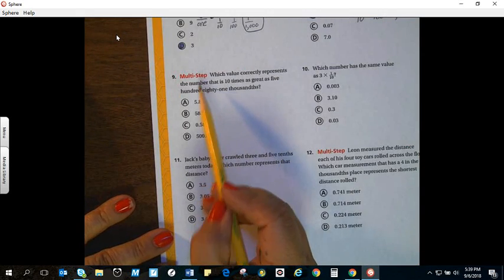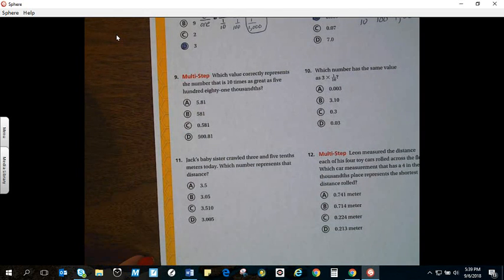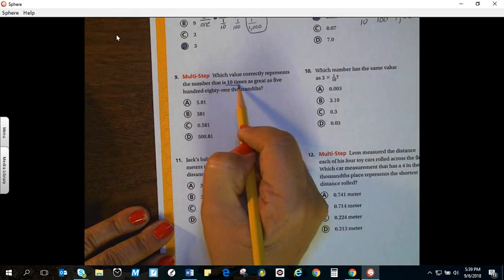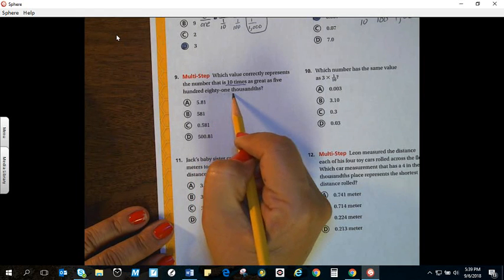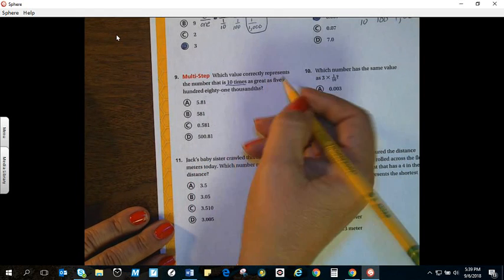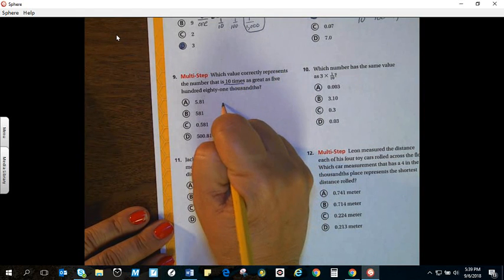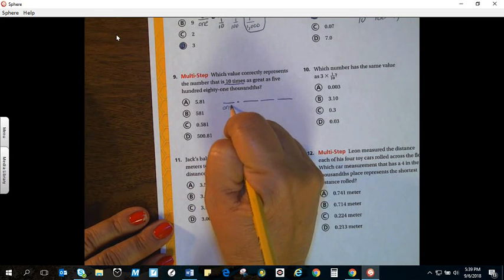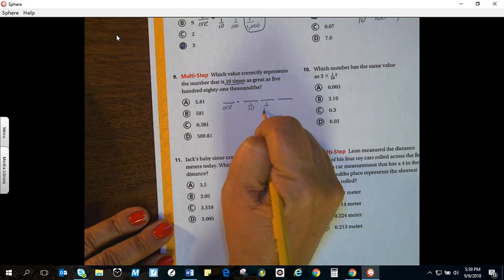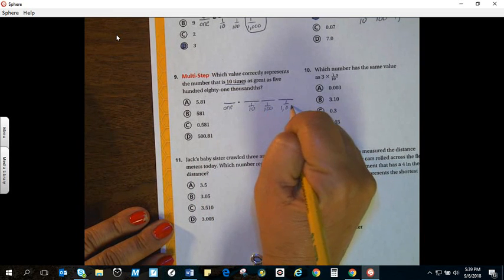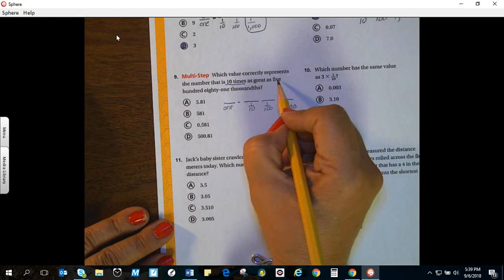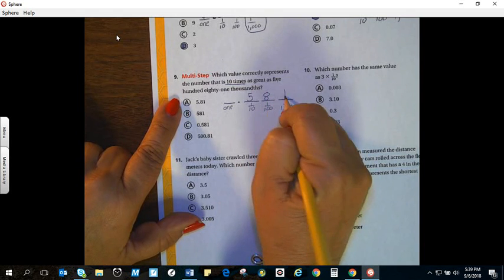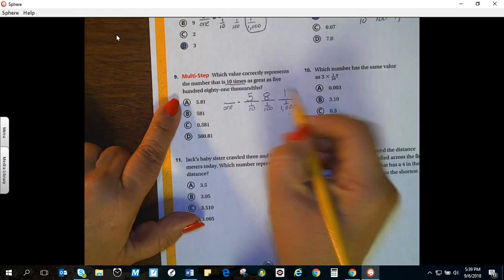Multi-step problem, again, that means that it's going to have more than one step, more than 2 steps. Which value correctly represents the number that is 10 times as great as 581 thousandths? Okay, so let's look at what we have here. I'm going to draw my diagram. I'm going to label. This is my ones, this is my tenths, this is my hundredths, and this is my thousandths place value. Now I'm going to place this in here. This says 581 thousandths. Now it's asking me 10 times.